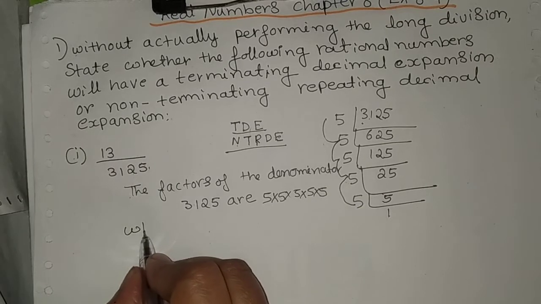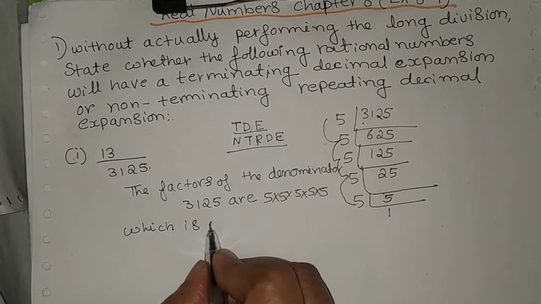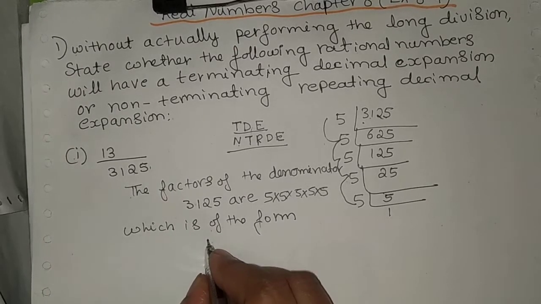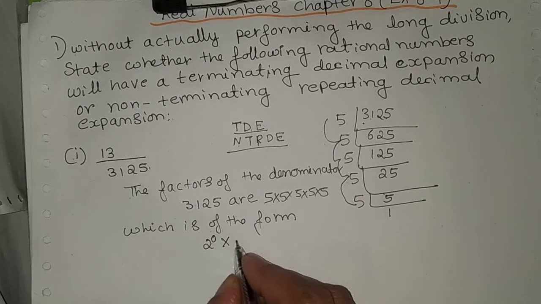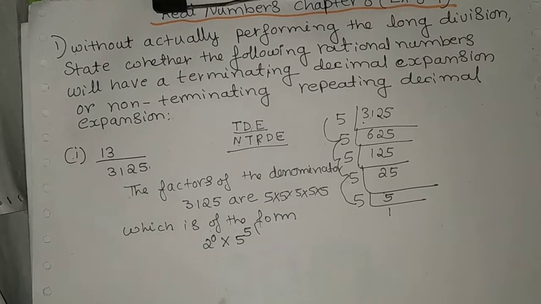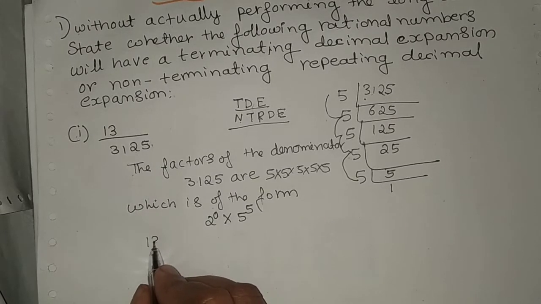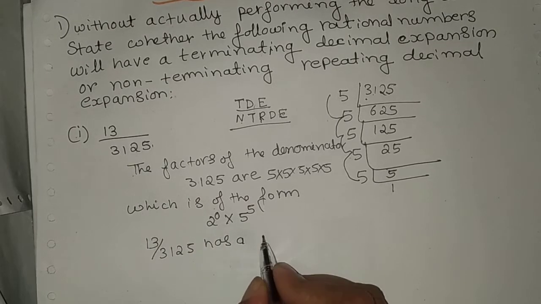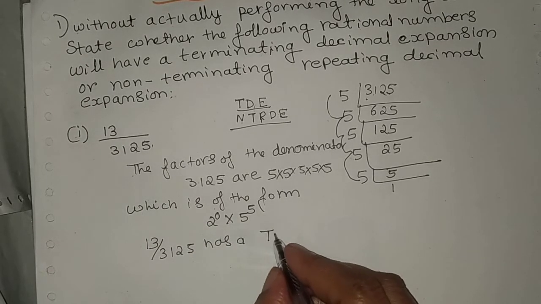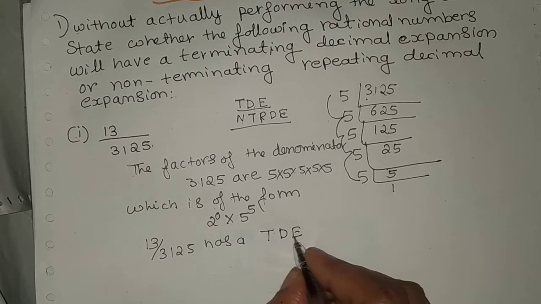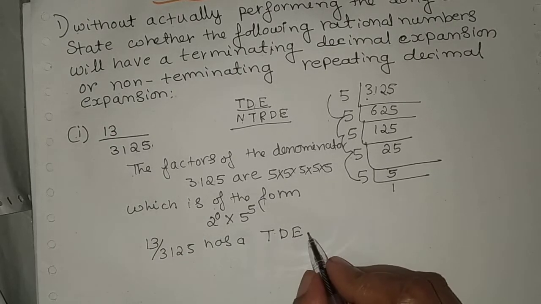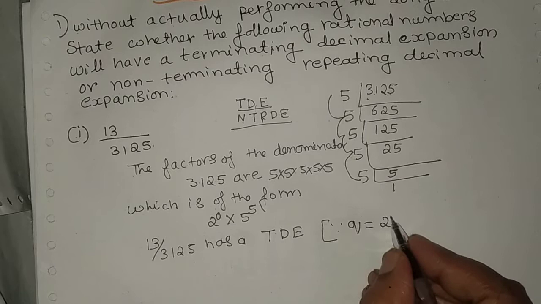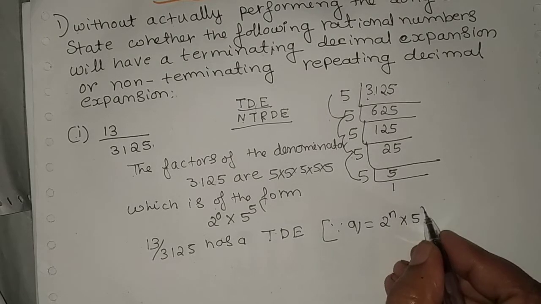So the next step is that this should be in the form 2 to the power of 0 into 5 to the power of 5. So 13 by 3125 has a terminating decimal expansion. I have written it in short form. So terminating decimal expansion is in the form that q is equal to 2 to the power of n into 5 to the power of m.